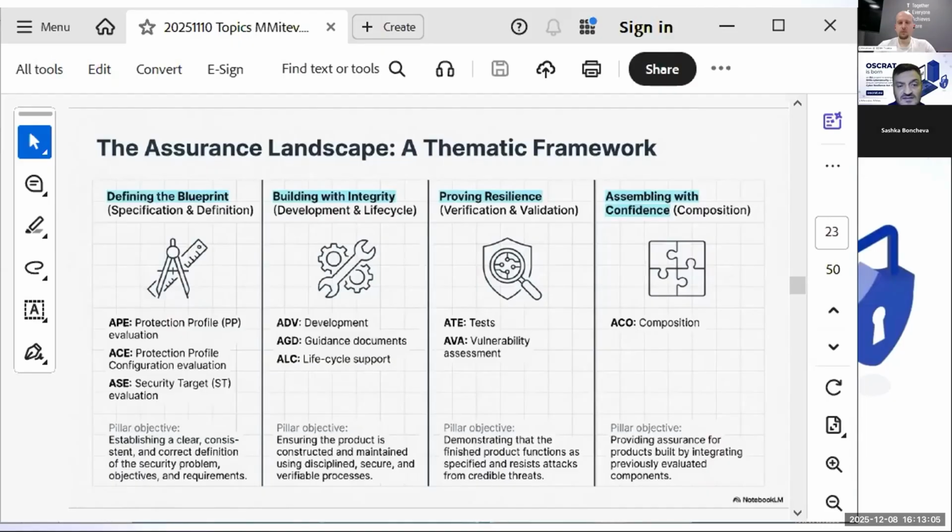The third theme is proving resilience. This includes test and vulnerability assessment, where experts try to confirm correct behavior and search for weaknesses. The final theme is assembling with confidence. This relates to composed products, where components that were previously evaluated are combined. Together, these themes form a full picture of trustworthiness.